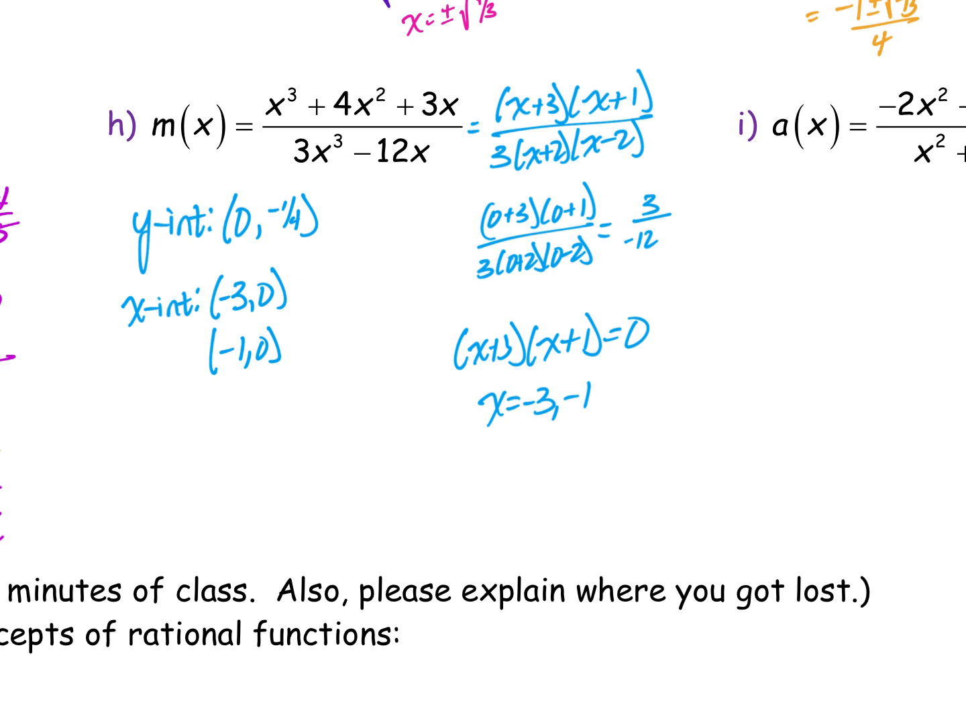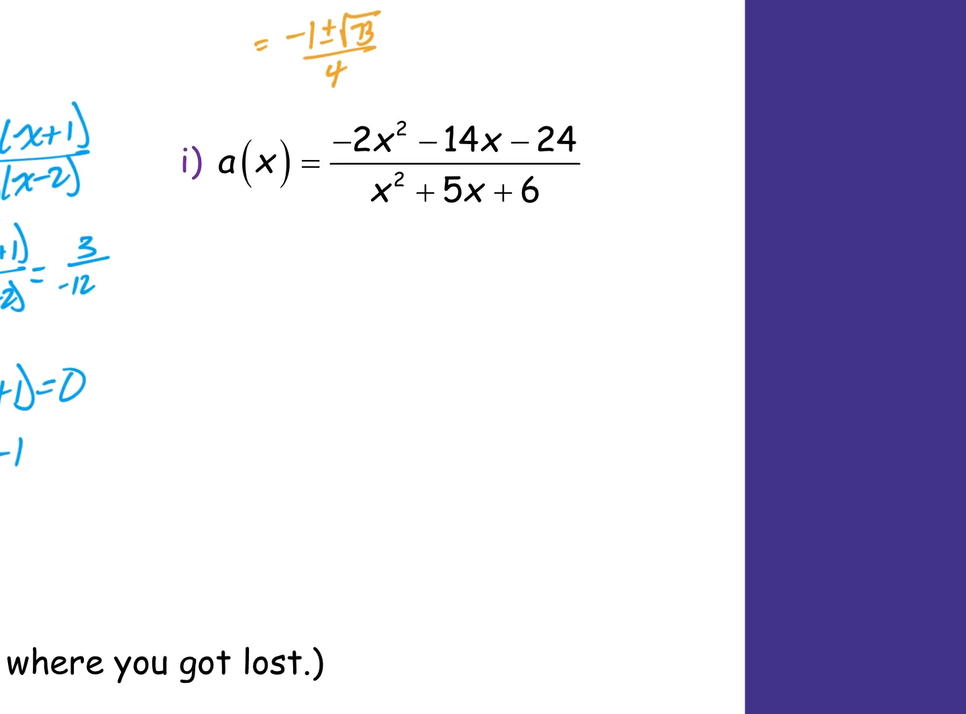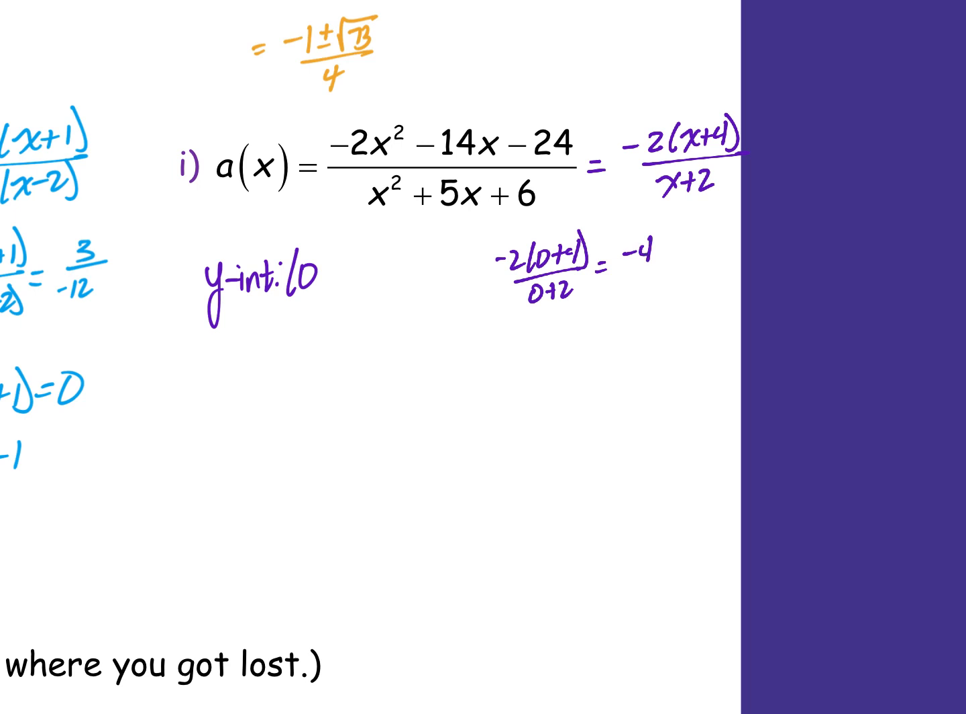And last but not least, same. This is also from my warm-up. We've already simplified it once, so I'm just going to write the simplified: negative 2 times x plus 4 all over x plus 2. So my y-intercept is going to be negative 2 times 0 plus 4 over 0 plus 2. So that's negative 4.